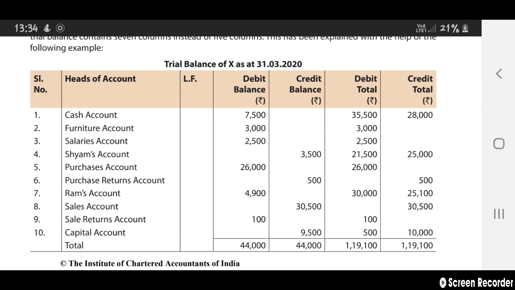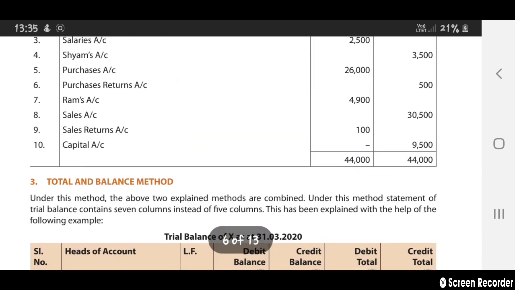25,500. In purchase account, 26,000 debit balance, no credit balance. 26,000 debit total, no credit total. In purchase returns account, debit balance you don't have, credit balance is 500. In purchase returns account debit total you don't have, credit total is 500. In this, see, you have to add both.